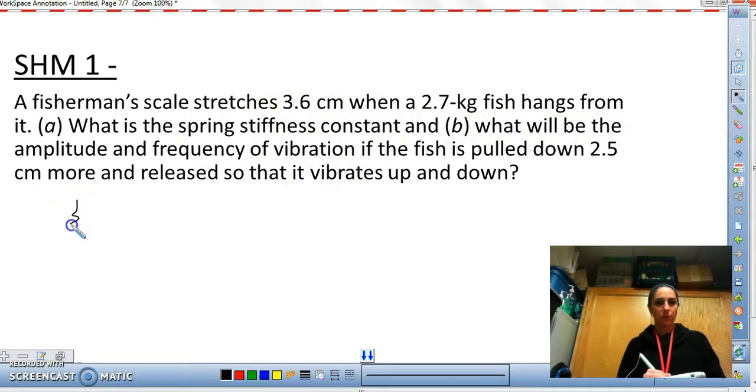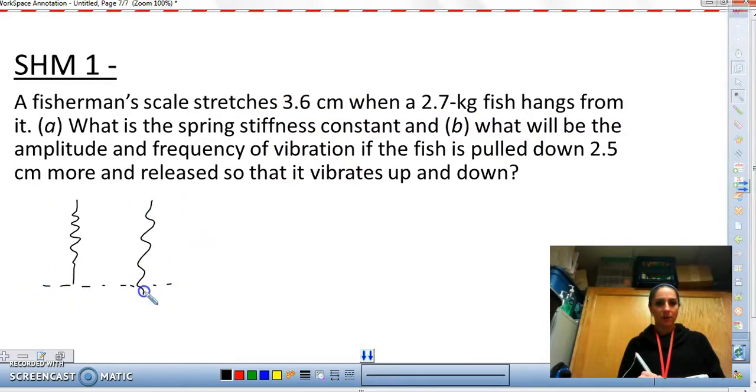So condition 1, we have this. I'm just going to make a dotted line. And we know that this will stretch a little bit when we put the fish on it, right? So here's my glorious, beautiful fish. And we know that it stretches 0.036 meters. Notice that I just went automatically into meters instead of centimeters here. So A, what is the stiffness constant of this? This is part A.